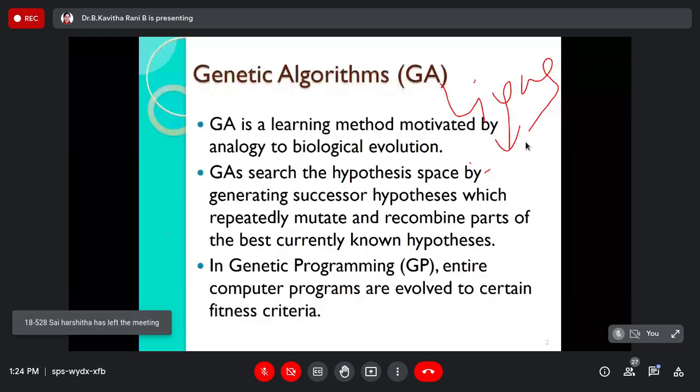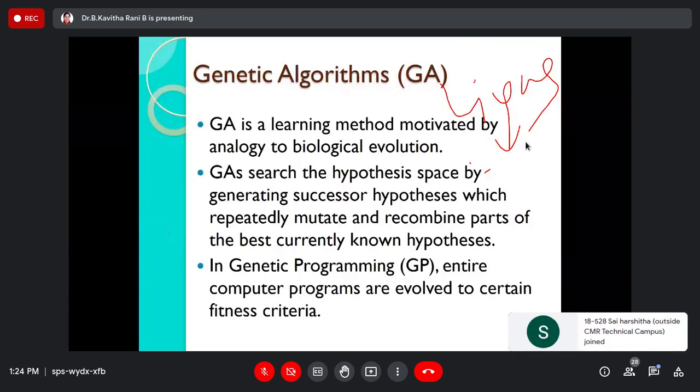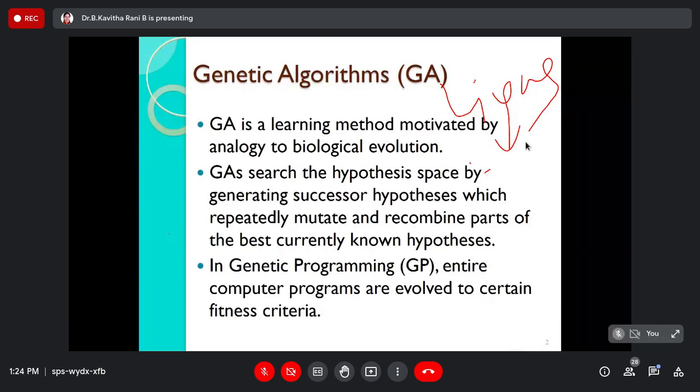Okay. So you take the example of the lion animal. So what will it do? It will rigorously hunt other animals.